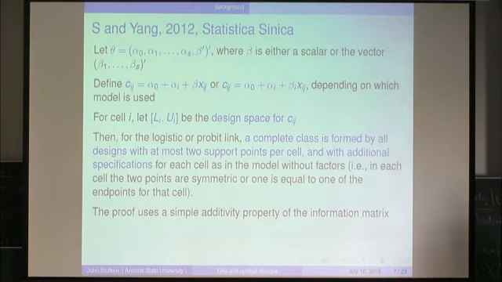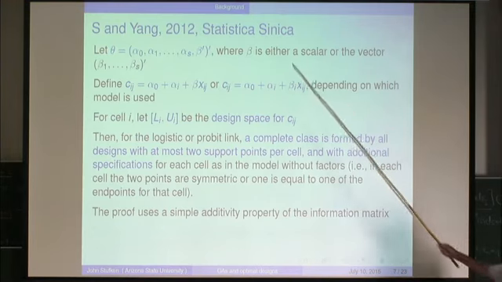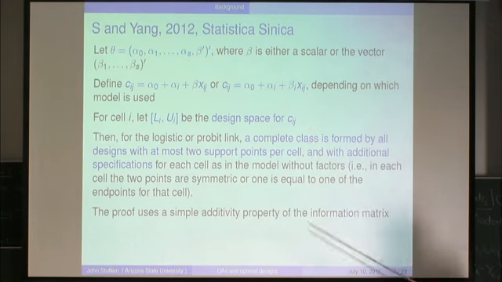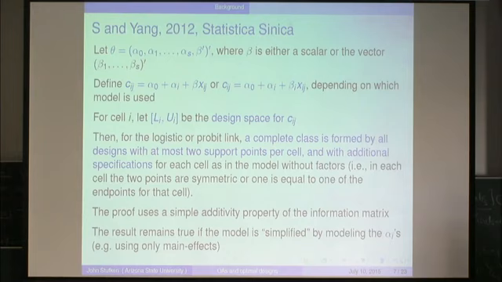The proof is rather simple. This was done in this paper, 2012. The proof uses an additivity property of the information matrix, where you can write this as a sum of information matrices for individual cells. And this result remains true if the model is simplified by modeling the alpha i. So if you make that model simpler, then that complete class is still a valid complete class.